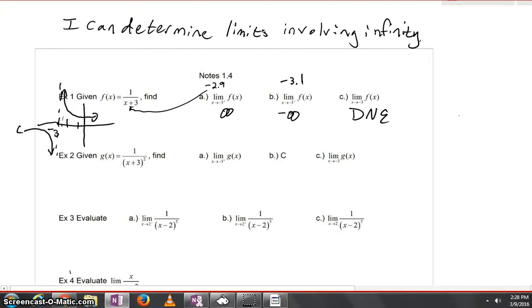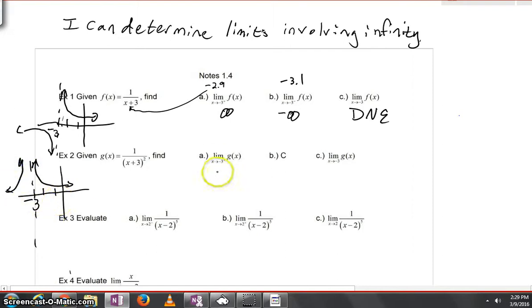Take a look at number 2. We've got g of x is 1 over x plus 3, whole thing squared. Going back to the very start of the year, this would be the volcano graph. When you're seeing a quantity squared, it has a volcano shape to it, and a graphing calculator would confirm.